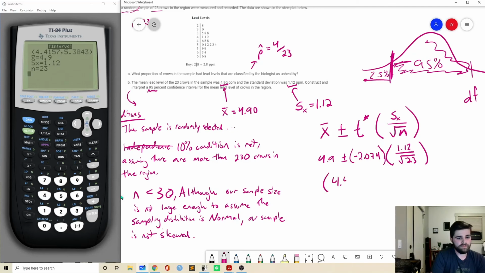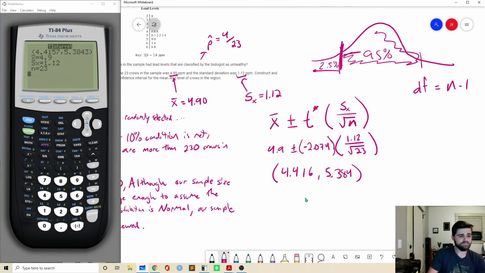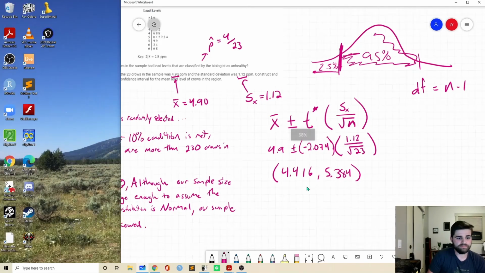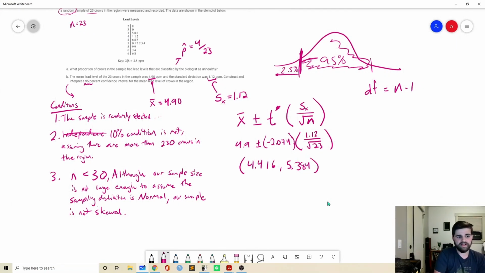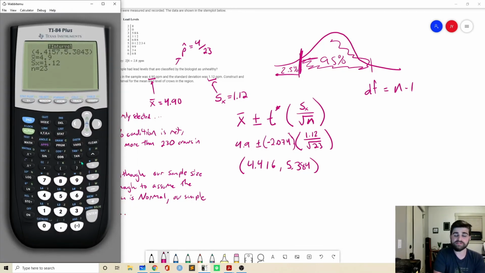Okay, it takes noticeably longer to do the t interval. I'm going to round that up. 5.384. Okay, so our confidence interval is going to be between 4.4 parts per million and 5.4-ish parts per million. Cool. All right, so we could have calculated that by hand, but these tools in the calculator are so useful and so quick that it'd be a shame not to use them.